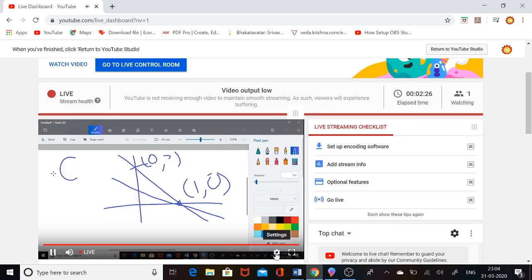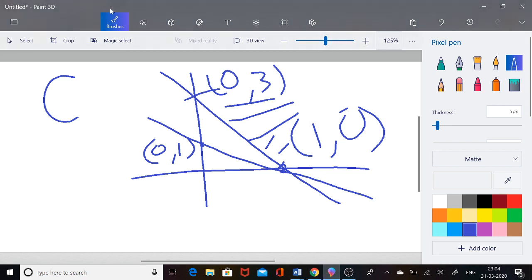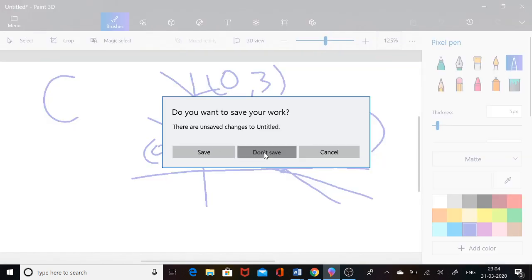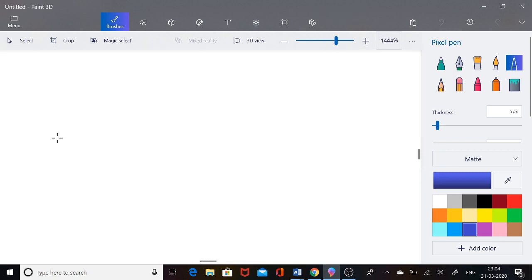This shade is going this side, so that's why there is no. For the second one the answer is D. Second answer is this shade is going this side, so that's why the second answer is D.